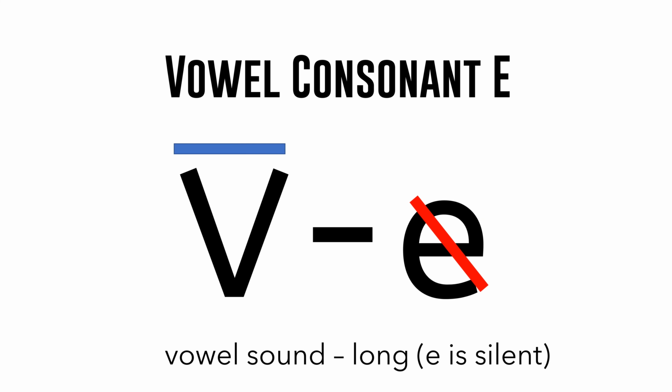The vowel sound in a vowel consonant E pattern is long. Notice that the E is silent and is only present to indicate the sound of the other vowel. If you recall when we reviewed what a syllable was, I really emphasize that in the definition, a syllable contains one vowel sound rather than one vowel. So here's an example of a syllable with two vowels, as in the letters, but we still only have one vowel sound.